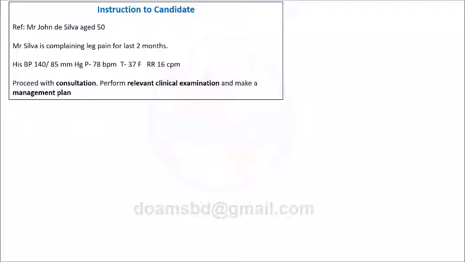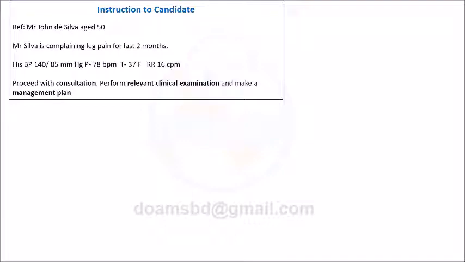Mr. John De Silva, age 50 years. He is complaining of leg pain for the last 2 months. His blood pressure is 140/85. Pulse is 78 beats per minute. Temperature is 37 degrees Fahrenheit. Respiratory rate is 16 cycles per minute. Proceed with consultation. Perform relevant clinical examination and make a management plan.